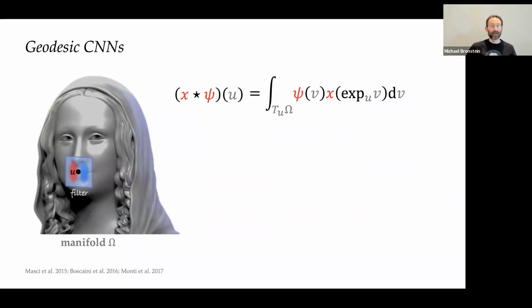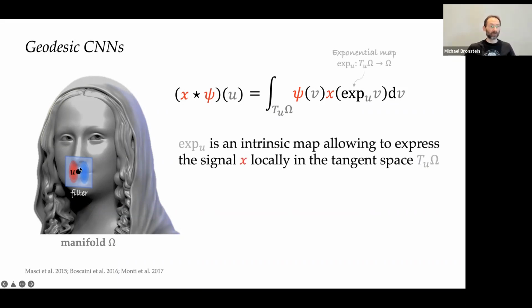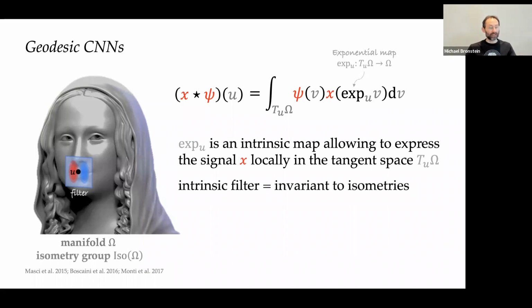Now, we can define naively an analogy of convolution on manifolds using this metaphor of a local filter that is applied in the tangent space. You can see it here. I can define at every point this filter. I will use what is called the exponential map. It's an intrinsic map that allows us to express the signal locally in the tangent space. It's a map that goes from the tangent space to the manifold. Now, if I define the filter in this way, it is intrinsic. It is invariant to isometry. So if I start deforming my underlying domain, I will get the same result.